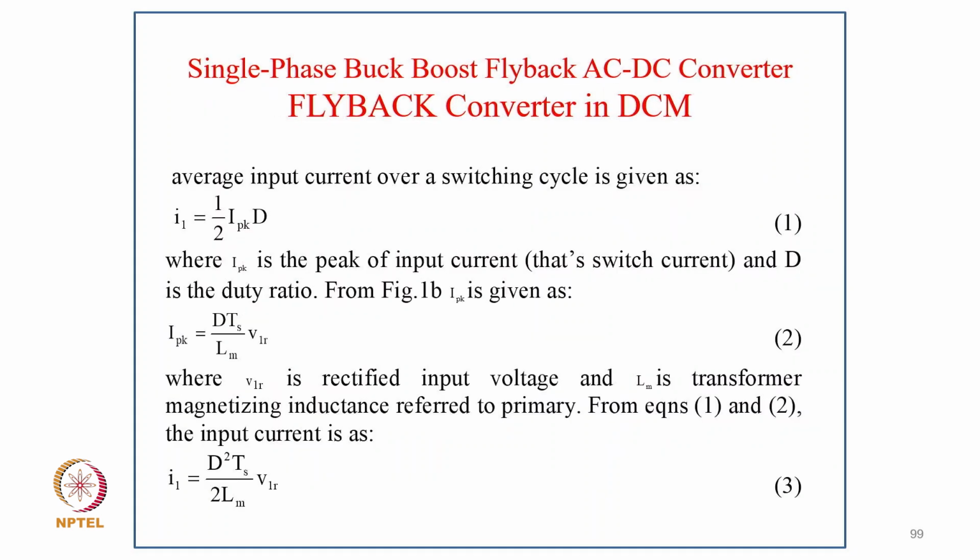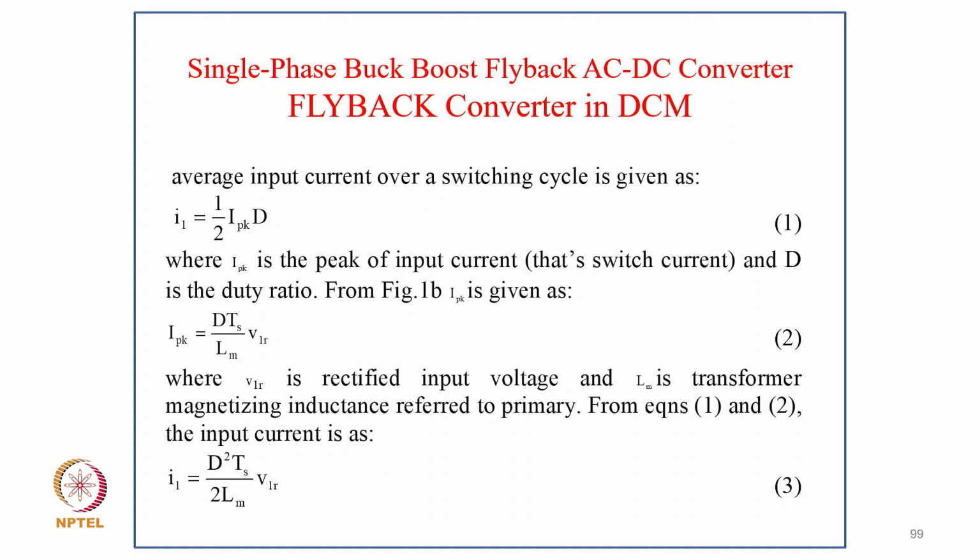Coming to the design equations in DCM, the average input current over a switching cycle is I1, that is half I peak times D, where I peak is the peak input current, that is the switch current, and D is the duty cycle. And from this figure it is given I peak equal to D Ts upon Lm into V1R, where V1R is the rectified input voltage from the diode rectifier, or input voltage of this flyback converter, and Lm is the transformer magnetizing inductance referred to primary.